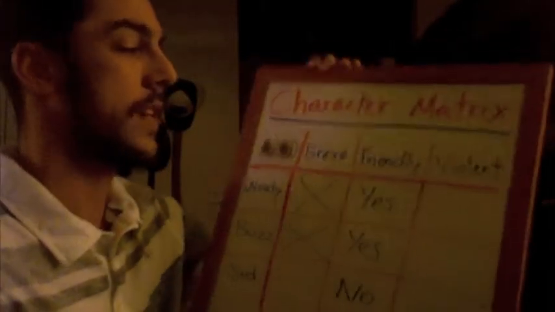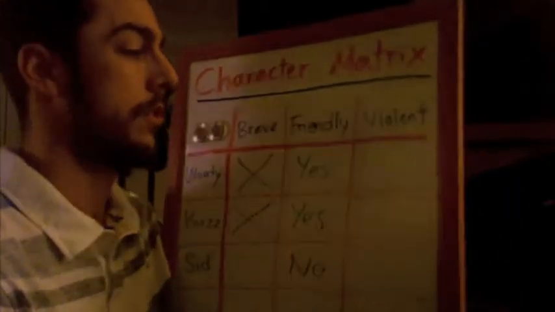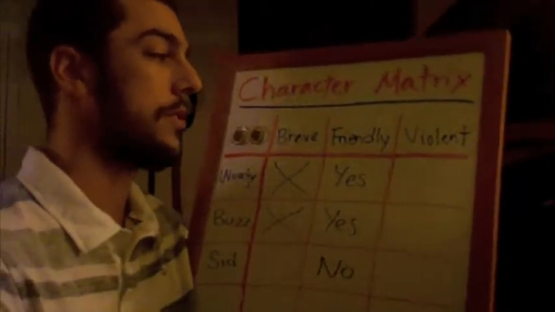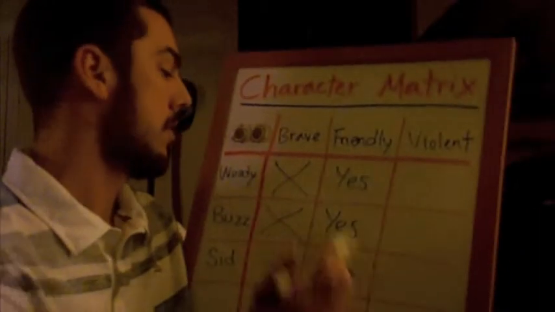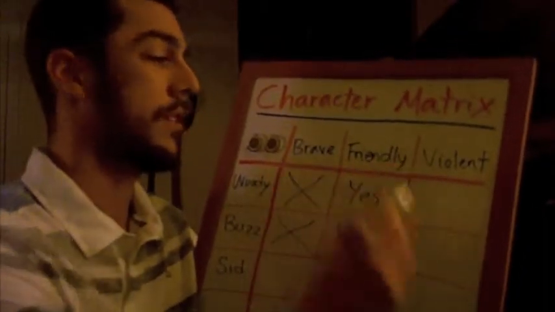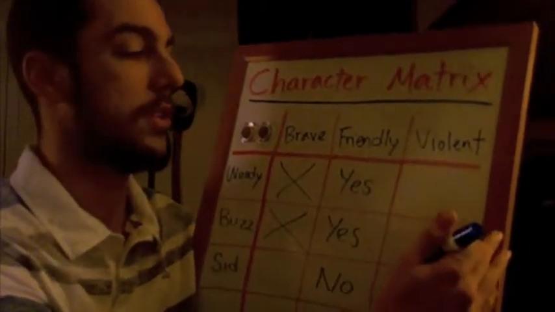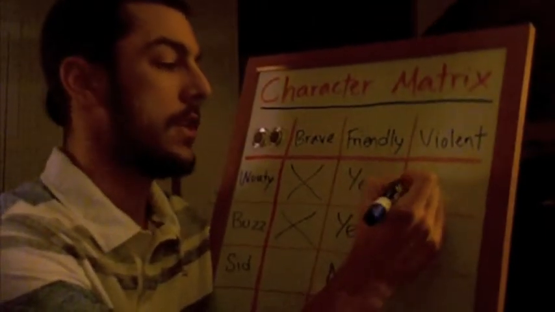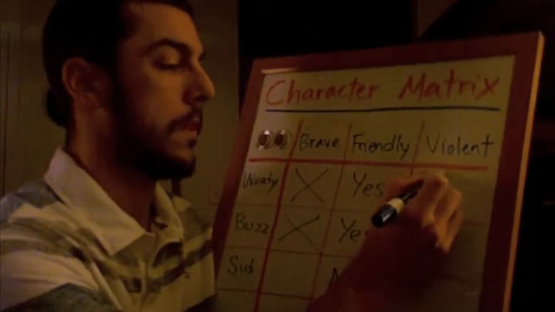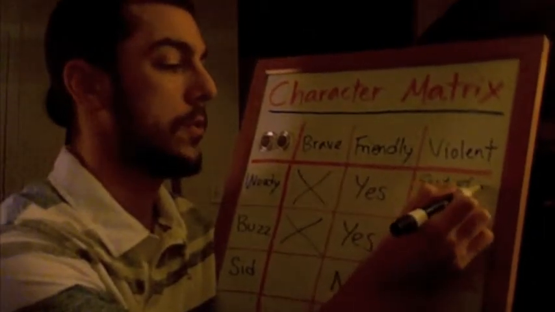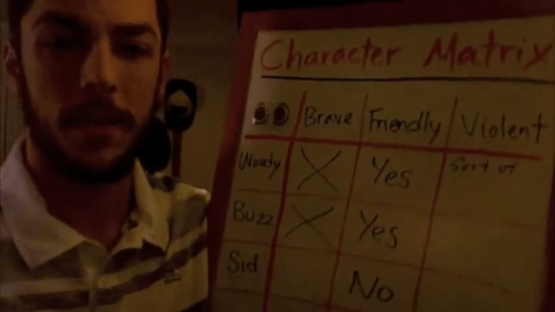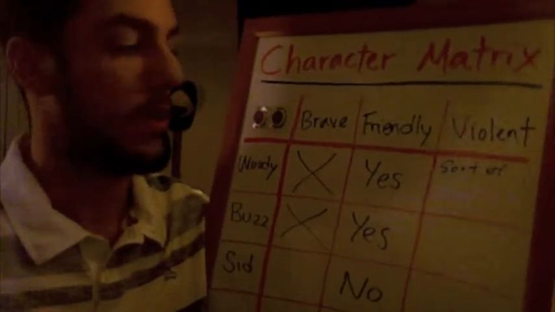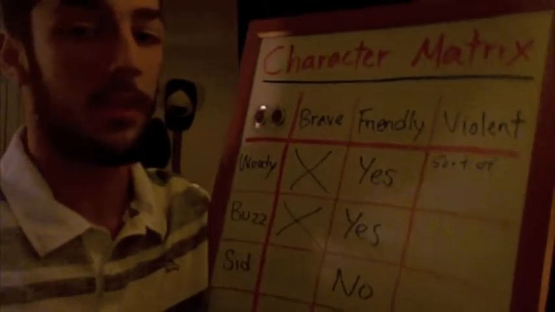Now, it could also be adapted to be much more difficult for your higher level English language learners. So here's how we're going to do that. We are going to say, is Woody violent? And in this box, your students need to say not only yes or no, but why. So for example, they could write that Woody is sort of violent because he pushed Buzz out the window. So, he might have violent tendencies, but he's not always violent.